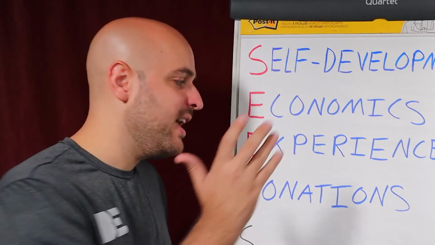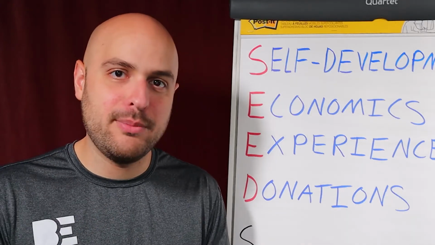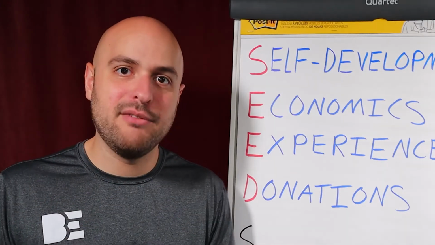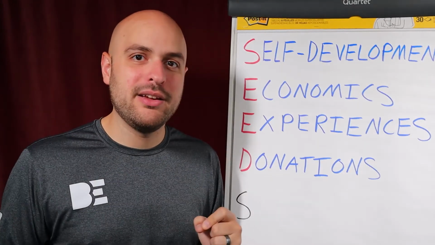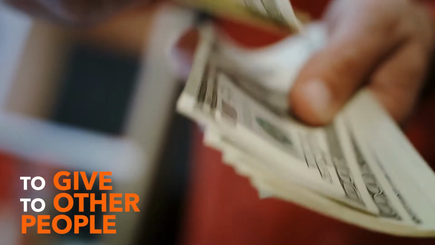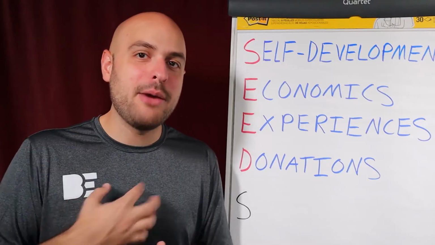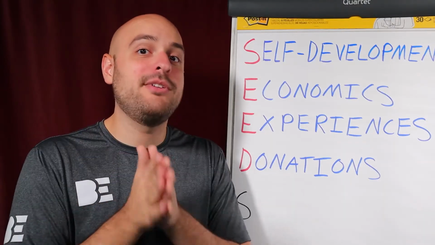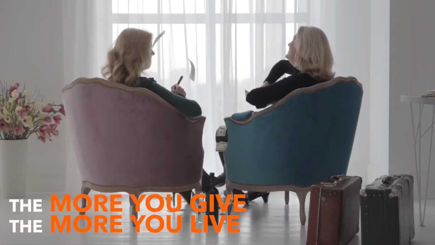All those different things. And you might be thinking, well, Brandon, this is great, but I don't have a lot of time to contribute. I don't have any money that I can give. No matter how much money you earn, you have the ability to put aside 10% of your income to give to other people. And you might hear that and think, Brandon, that sounds crazy. And I know that because that's how I felt when I was told this principle from someone named Tony Robbins years ago. The more you give, the more you live.